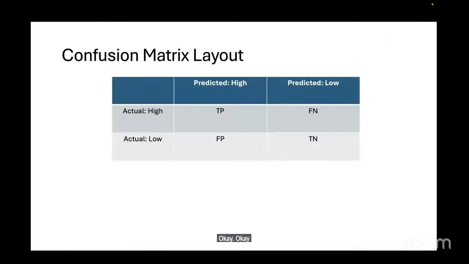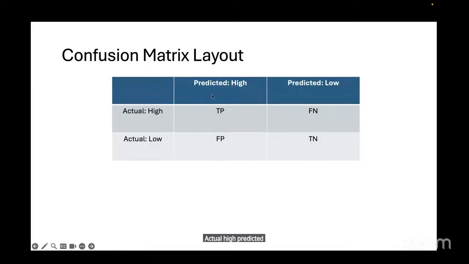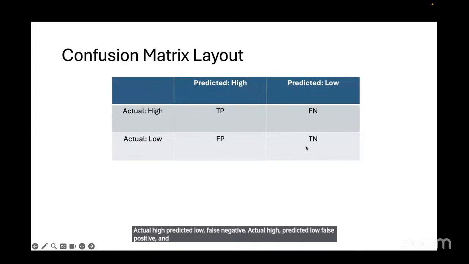Okay, so in table form it is put like this: predicted high, actual high, true positive; actual high, predicted low, false negative; actual low, predicted high, false positive; and actual low, predicted low, true negative.